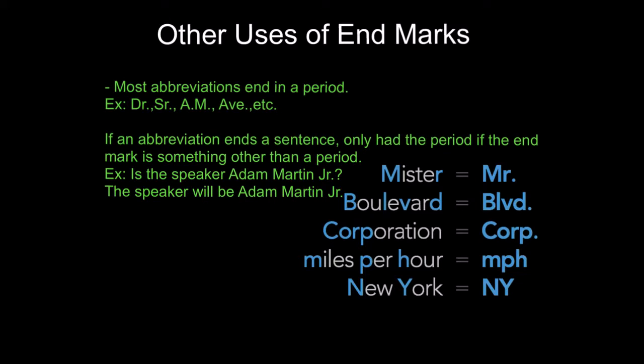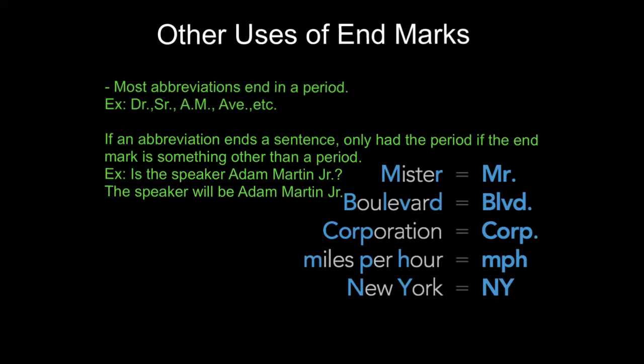Other uses of end marks. End marks can be used in the case of abbreviations. Most abbreviations end in a period. This makes writing more convenient, as you don't have to write out the full word. If an abbreviation ends a sentence, only add another end mark if it is something other than a period. Here's an example of this.